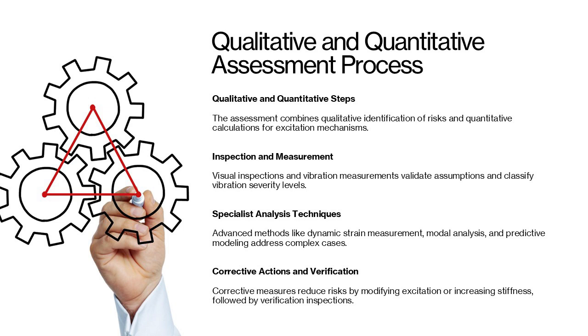Number 2 is inspection and measurement. Visual inspections and vibration measurements validate assumptions and classify vibration severity levels. Number 3 is specialist analysis techniques. Advanced methods like dynamic strain measurement, modal analysis, and predictive modeling address complex cases. Number 4 is corrective actions and verification. Corrective measures reduce risks by modifying excitation or increasing stiffness, followed by verification inspections.